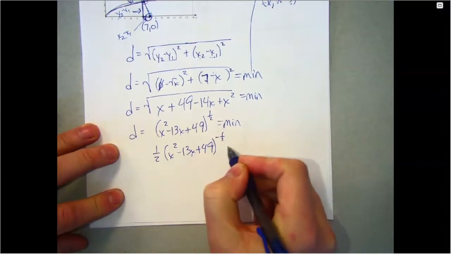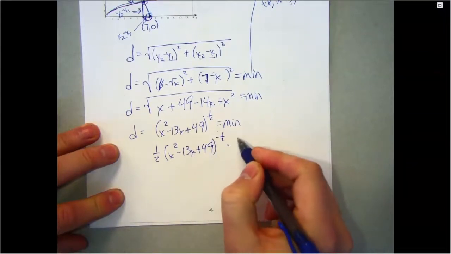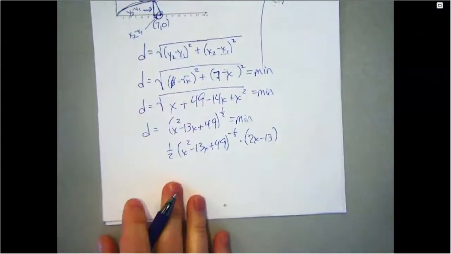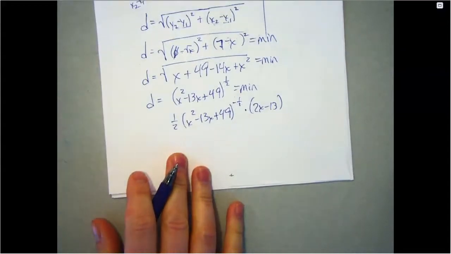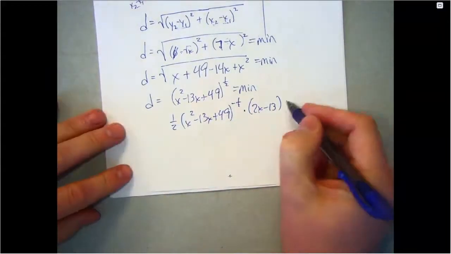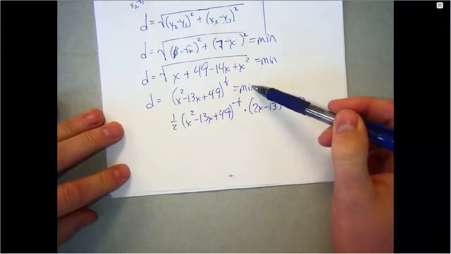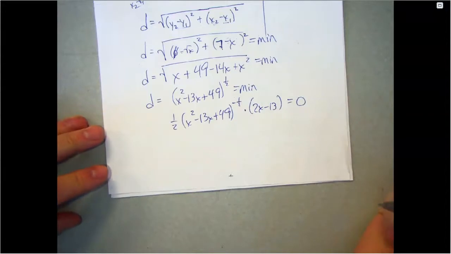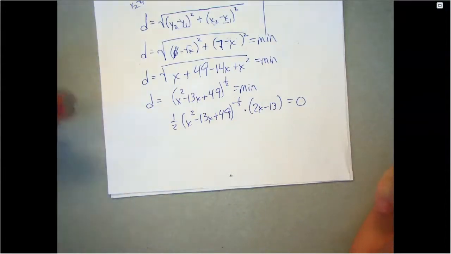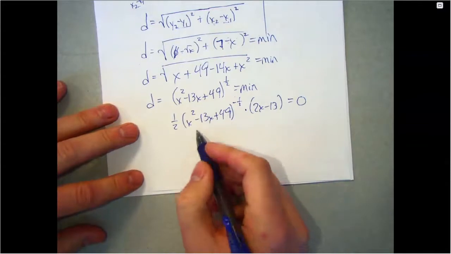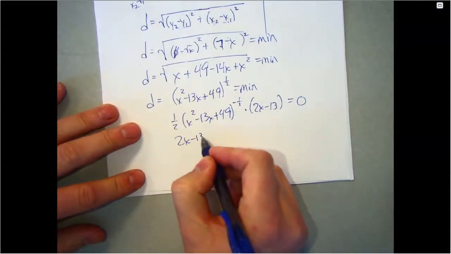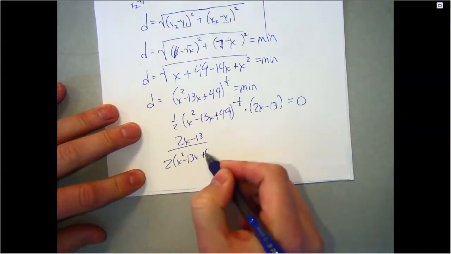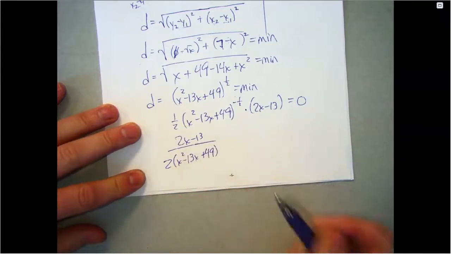Negative 1/2 times 2x minus 13, right? So then I've got to set the bottom and that equals 0, because I don't know what the minimum distance is, but it's a number, and the derivative of that number is 0. Set the bottom and the top equals 0, which means I need a bottom and a top. So like 2x minus 13 over 2 times x squared minus 13x plus 49.